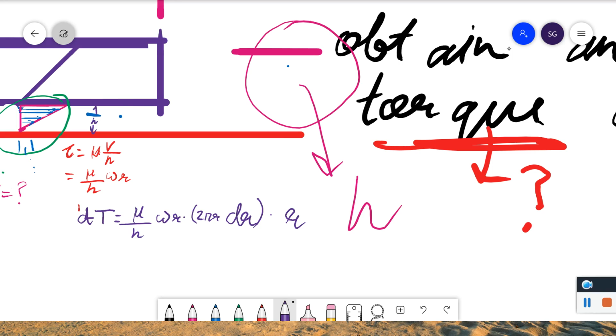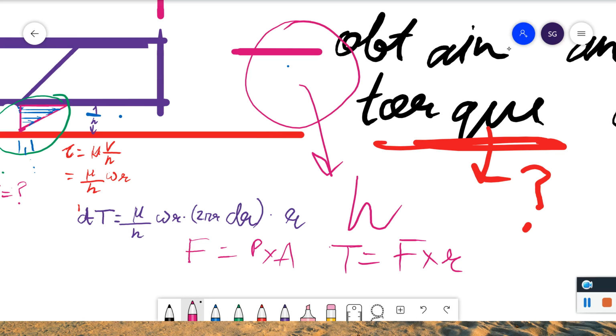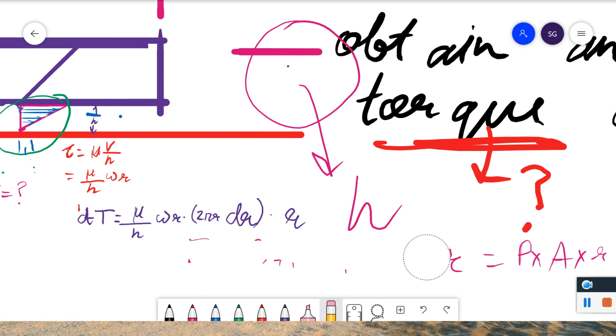See, shear force is equal to pressure into area, and torque is equal to F into R. Just remember this basic concept. So basically for the torque we can write it, using the elementary concept, as P into A into R. And you know that we have calculated the shear stress. Now I will explain how it came.